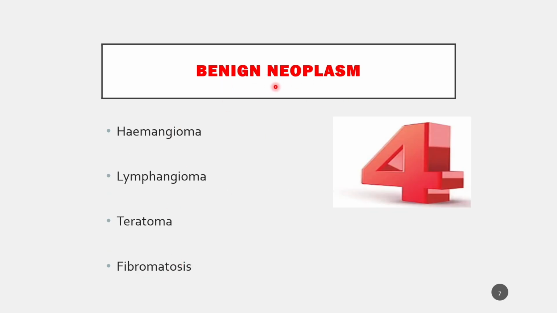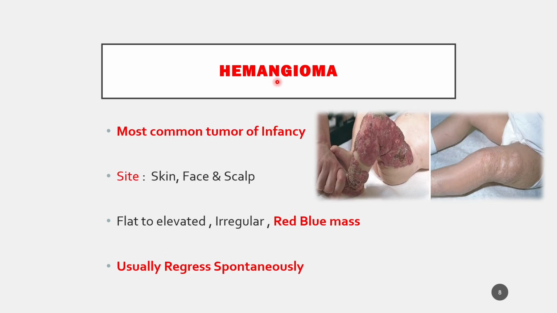Now there could be four benign neoplasms in the infancy and childhood period. There could be origin of four benign tumors: hemangioma, lymphangioma, teratoma, and fibromatosis. These four benign tumors are common. So first, hemangioma. The suffix oma is added to benign tumors. So hemangioma means benign vascular tumor. It is the most common tumor of infancy and childhood.